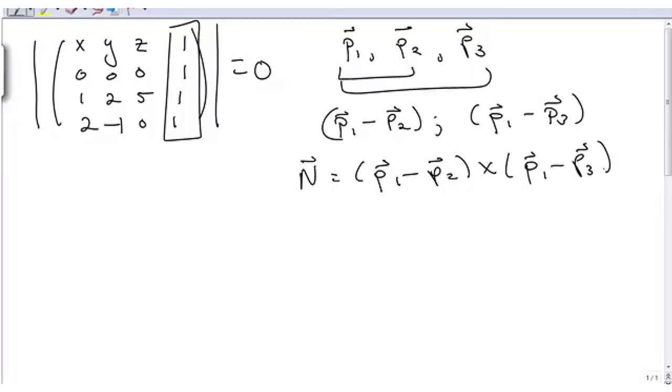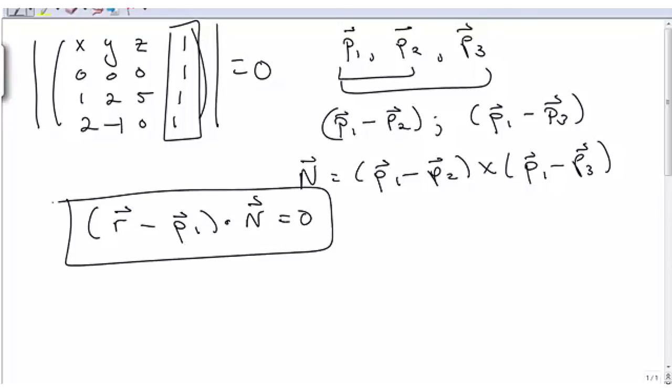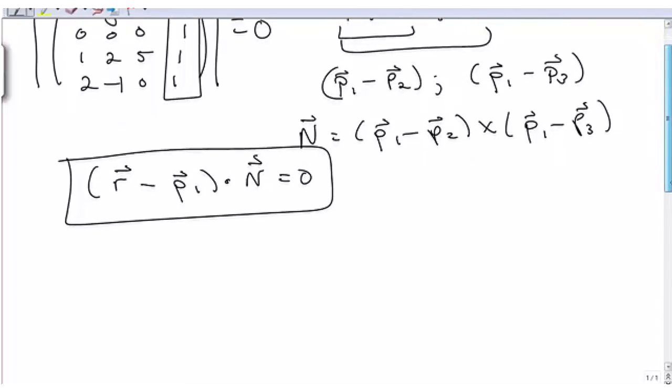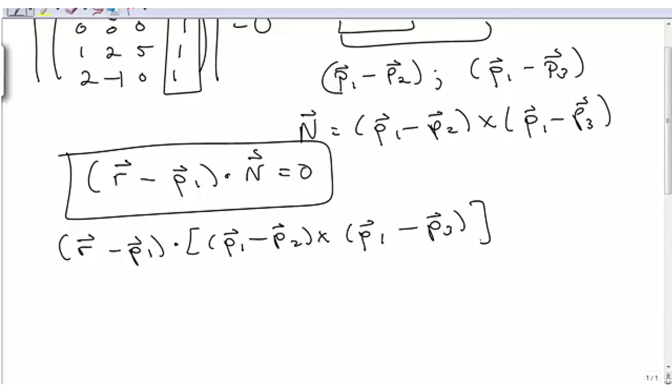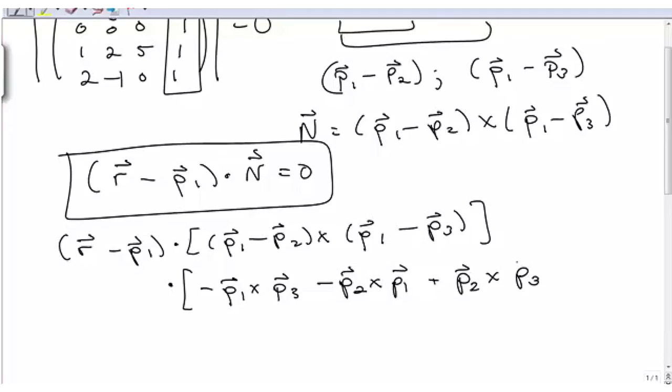And then if we want to find an equation for the plane, we can do what we've done in the past, which is set the dot product of r minus some point in the plane, dotted into the normal, equal to 0. That is an equation for the plane. And if we work this out, we would find r minus P1 dotted into P1 minus P2 cross P1 minus P3. Now, because we're using dots and cross products, a lot of things cancel out. P1 cross P1 itself is 0. So we have a minus P1 cross P3. We have a minus P2 cross P1 and a plus P2 cross P3.